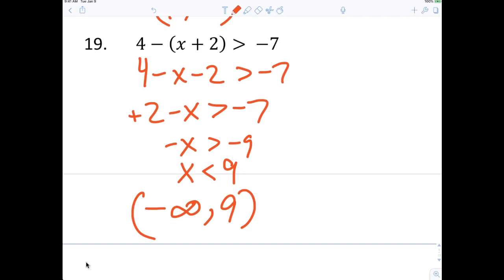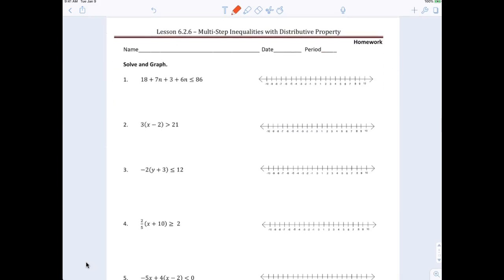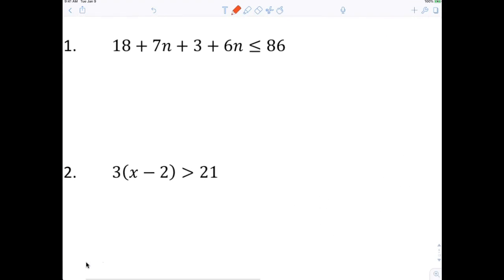Is everybody good with that? Good? All right. Number 1, combining like terms. I'm going to walk around the room. Let's go. Combining like terms.